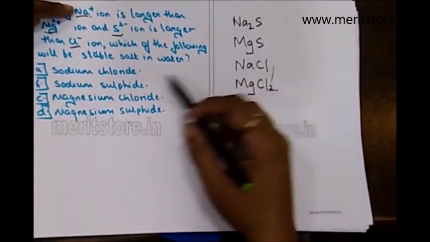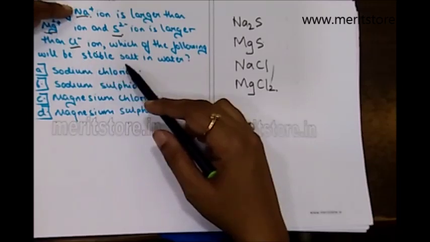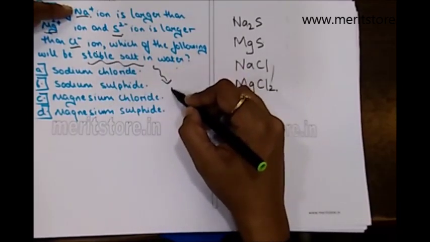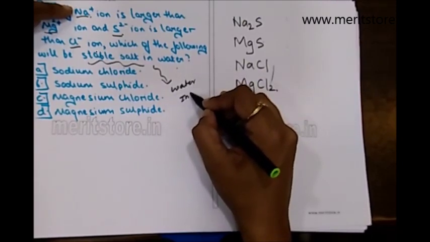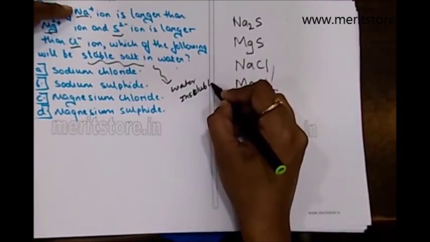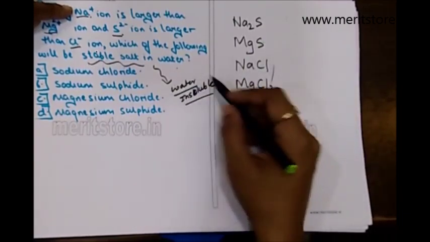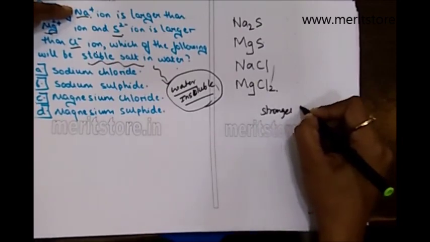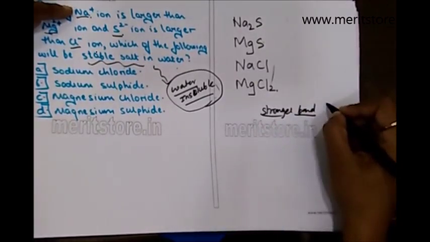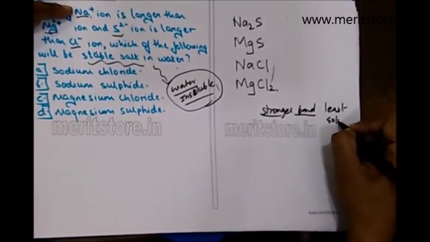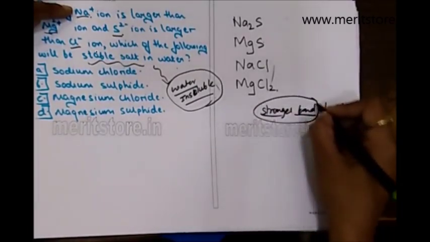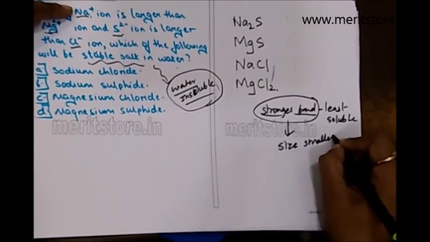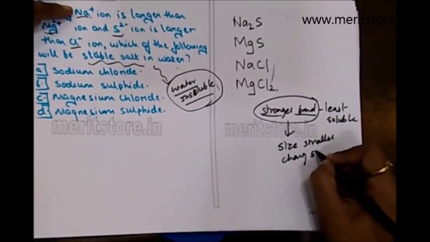In this case, we have to find which is the most stable salt in water. The most stable salt is the one which is water insoluble. So we have to find out of this which is water insoluble. For water insolubility, we have to see that stronger is the bond, it is least soluble. So in this case, to form a stronger bond, the sizes of the cations and anions has to be smaller and the charge has to be larger.